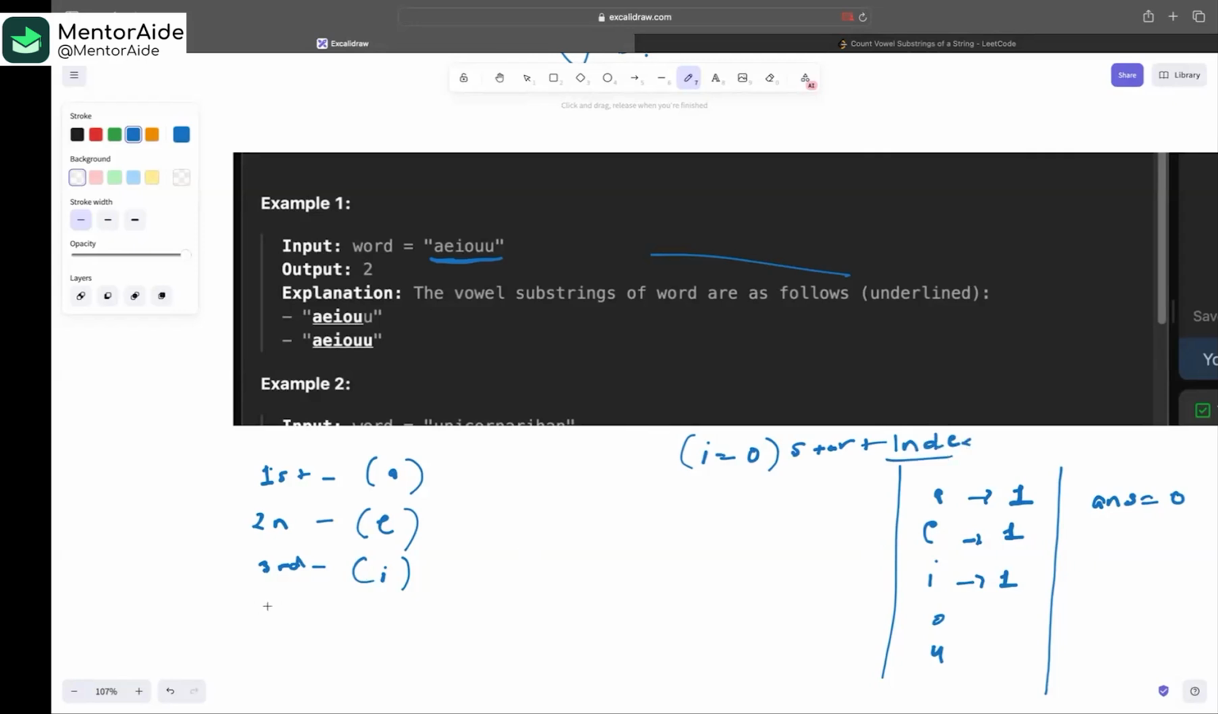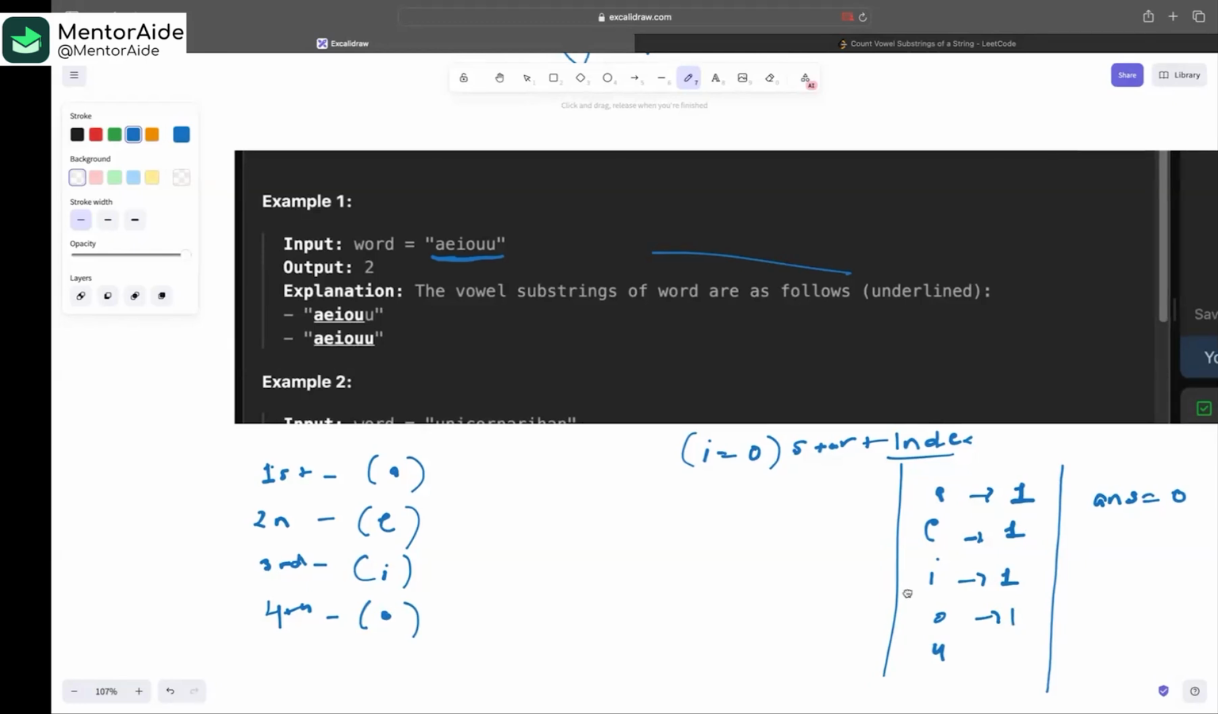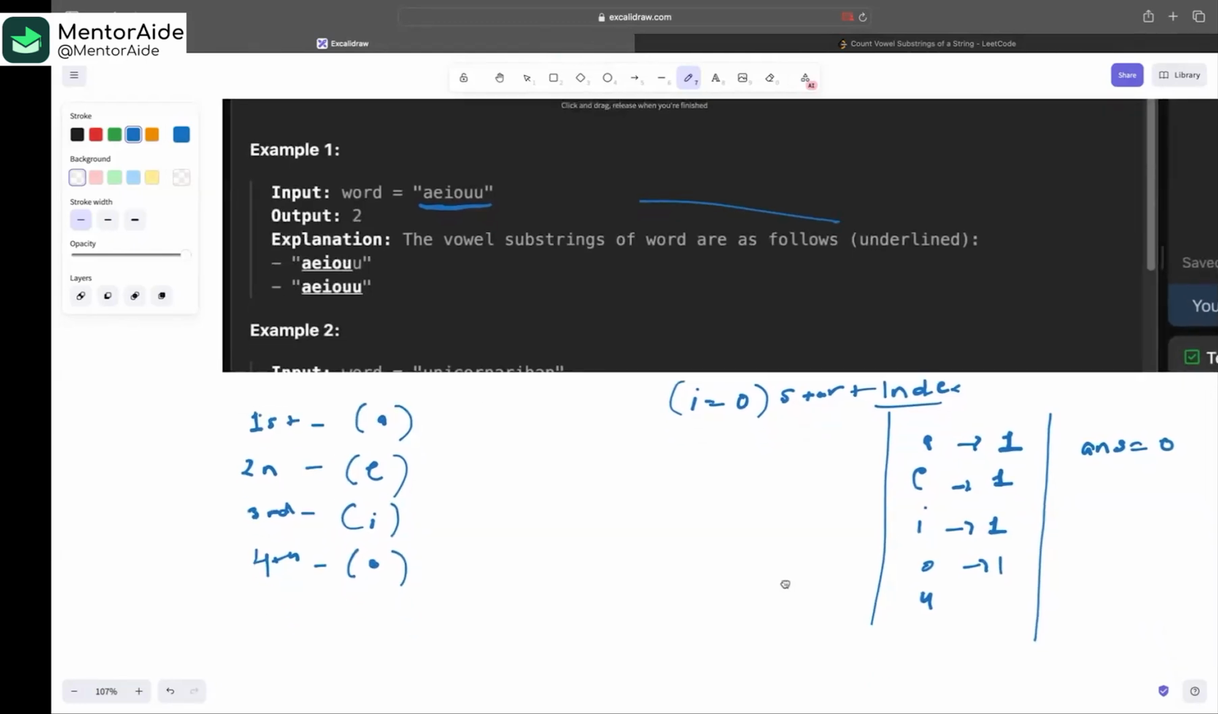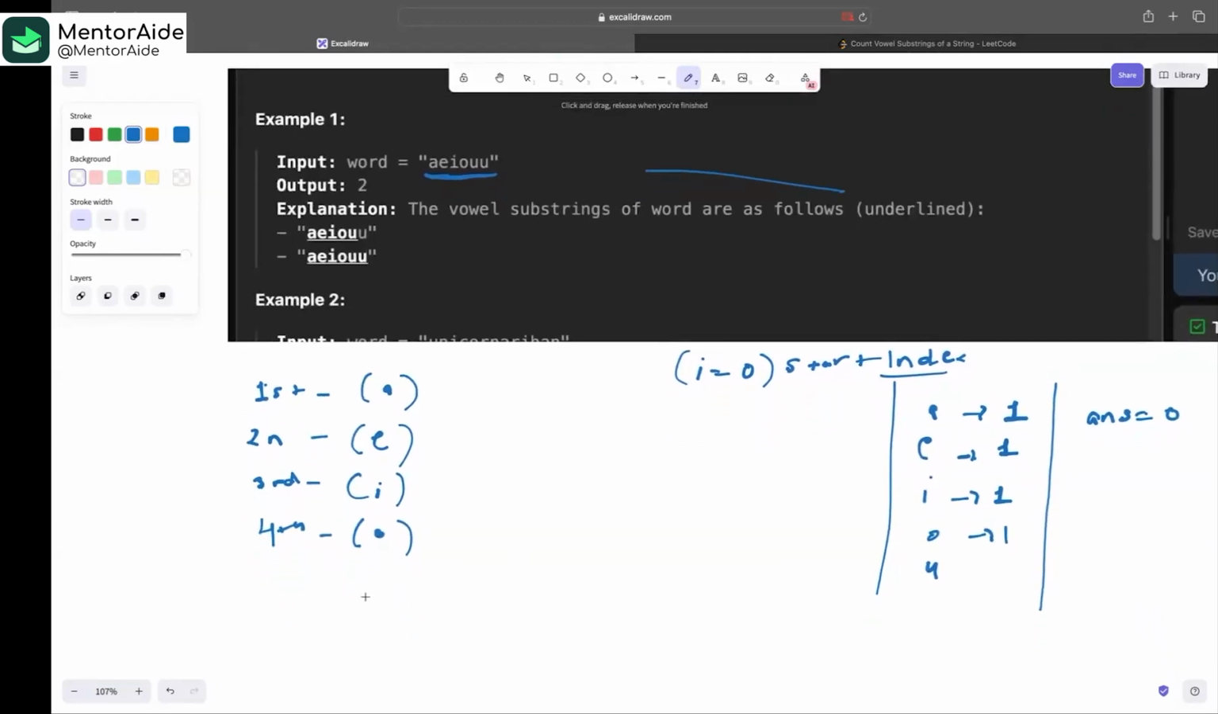Okay. So let's go to the fourth one. Fourth one is what? O. Now again the same thing, we have got O now. Let's increment it to 1. Answer is still going to remain 0 because we have not got all the vowel characters yet. Let's go to the fifth one. Fifth one is what? U.